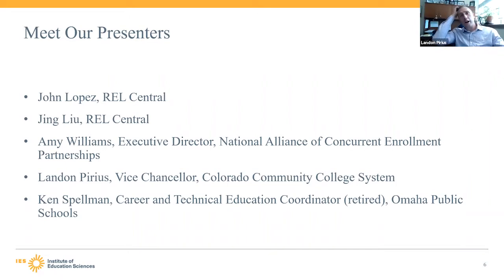And I'm Landon Pirius, Vice Chancellor for Academic and Student Affairs for the Colorado Community College System. And so I work across the state of Colorado, and concurrent enrollment is under my purview. Prior to Colorado, I was in the Minnesota system and worked there for 20 years at institutions that did its form of concurrent or dual enrollment as well. So I have some experience at an institutional level and at a state level.